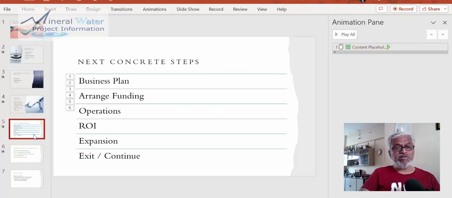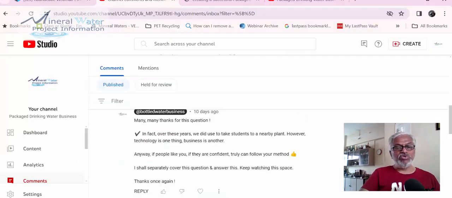So what is the typical scope? Business plan, arrange funding, operations, ROI, expansion, and this is a typical scenario. So this is the way you should go about a business. These people do not do that.